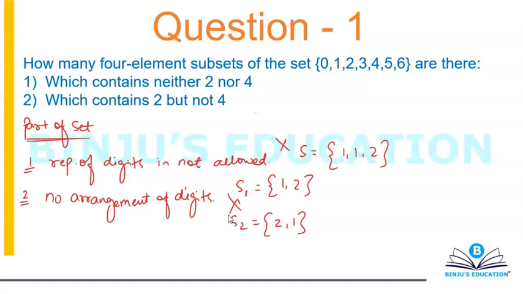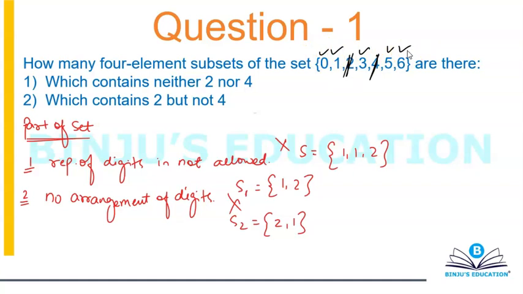So how many 4-element subsets of the set are there which contain neither 2 nor 4? So you don't want 2, you don't want 4. That means 2 elements are out. So 2 goes out, 4 goes out. That means how many elements are we left with? 1, 2, 3, 4, 5.